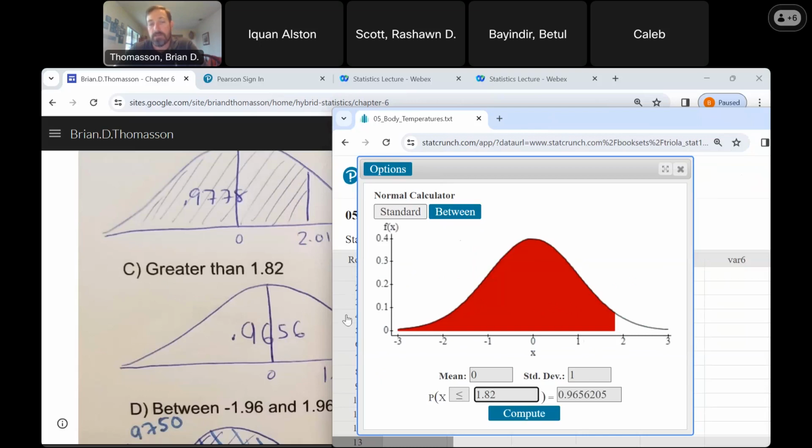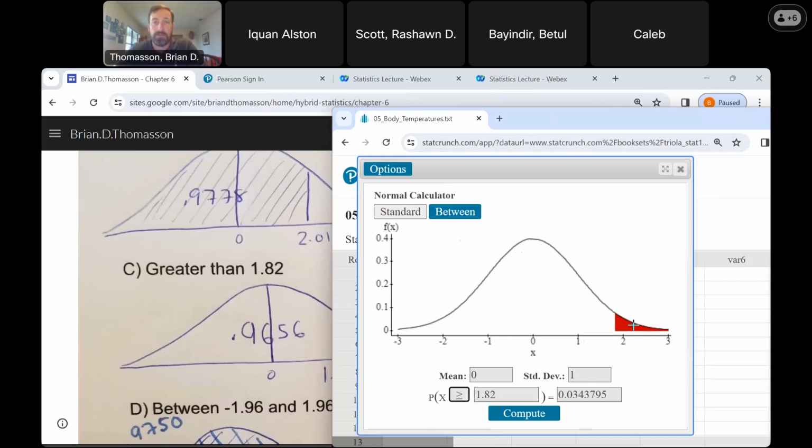This is where StatCrunch can be very helpful because it allows us to change this from upper to lower or lower to upper, whichever way you're going. So there's a little choice there between less than or equal to or greater than or equal to. So if we flip that, we can find above 1.82. With the table, we're not able to do that. We always have to manipulate it in some way. So again, this 1.82 is our breakpoint. The 0.0344 is the area of the red region. Okay.